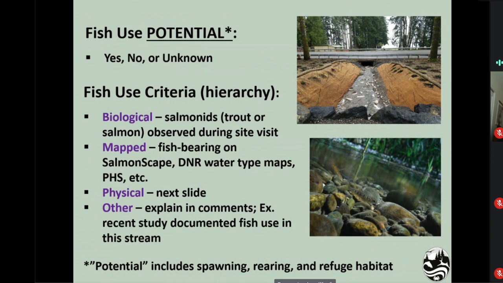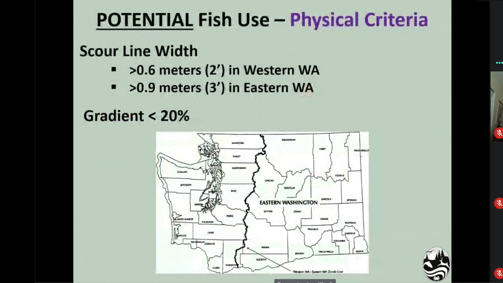Moving on here, we're going to get into the physical criteria. So scour line width is something we'll look at. There'll be some images on the next slide, but essentially it is the width of the stream that's been scoured. So the stream bed that has raw material, whether it's gravel or cobble, it could be silt, you know, finer sediment, but it's where the stream has scoured the bed to a point where there's not really going to be plants growing like you'll see up on the banks.